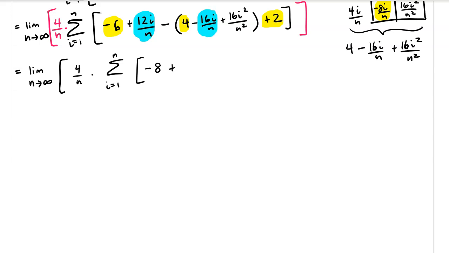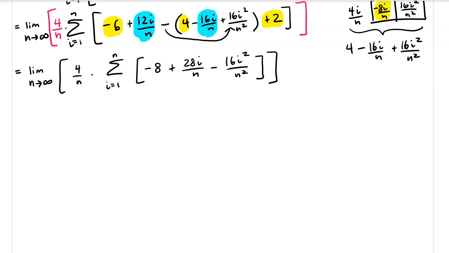So plus 12 plus 16 is 28. And then lastly, if I take this minus sign and distribute it to that term, I get -16i squared over n squared. All right, looks like we're definitely making some progress.